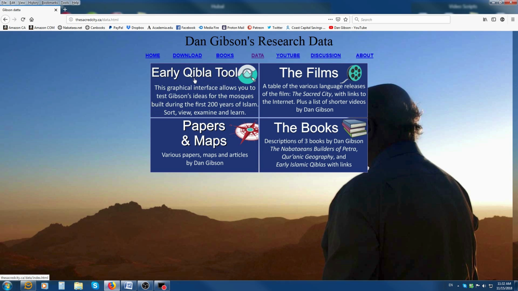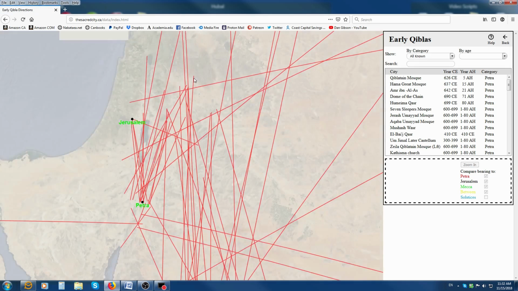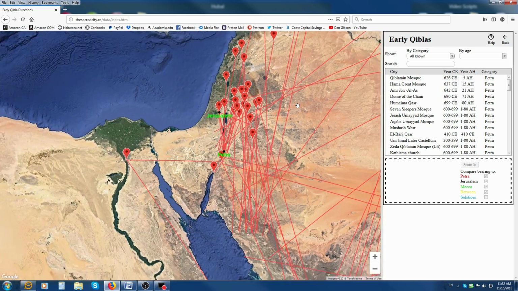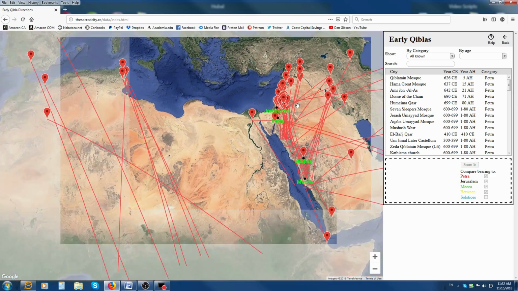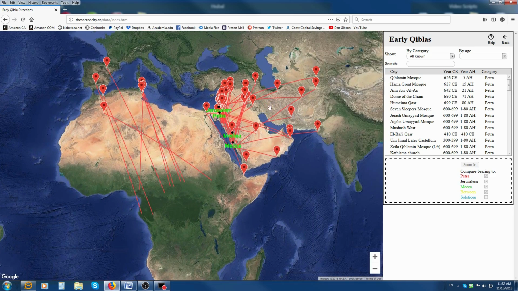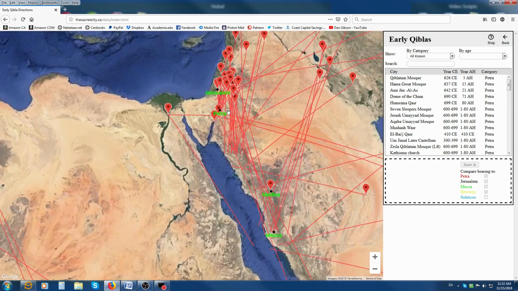Let's click on the early Qibla Tool, and that brings us up to the tool. Now, at first this might look confusing, but it's actually quite easy to figure out. If you look at the map and you take your mouse scroll, or you are doing this on a cell phone, you can scroll in and out, and you can see the world at different sizes. So I can easily zoom in and out.